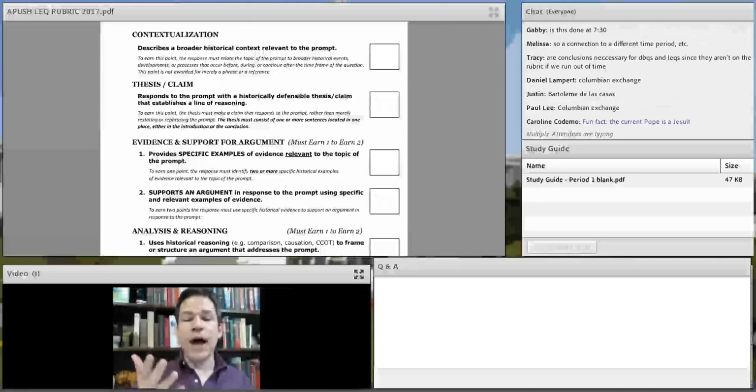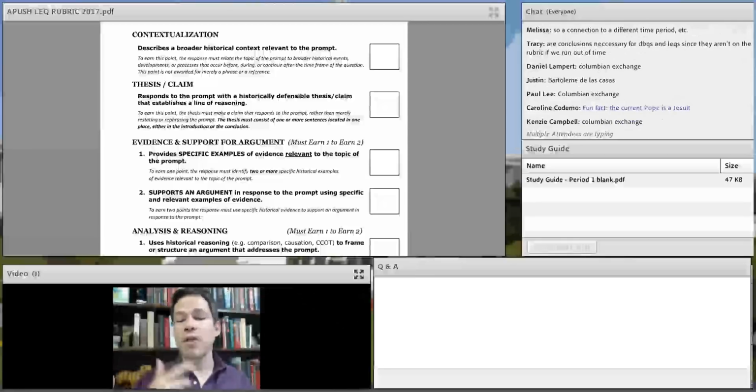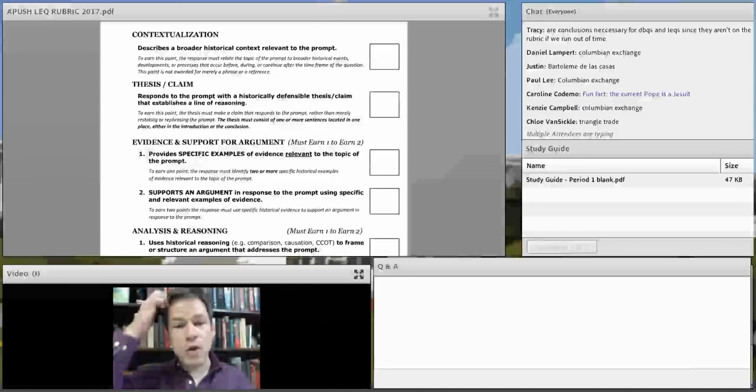Excellent, Daniel. The Columbian exchange. Now, De las Casas could be used. What you could do, yes, Caroline, the current pope is the first Jesuit ever to be elected pope. So that's good to know.